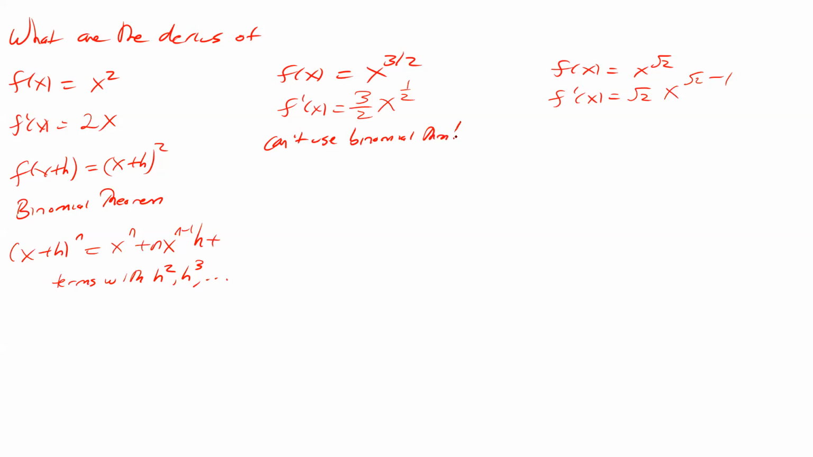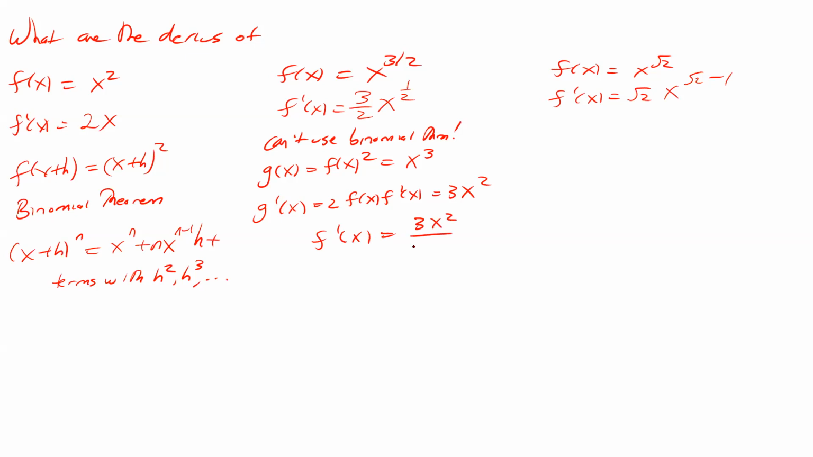So there's two ways we can do it. One is we could say, let's let g of x be f of x squared, which is x cubed. Then g prime of x is 2 f of x, f prime of x is 3x squared. So f prime of x is 3x squared over 2 f of x. And when the dust settles, you'll get the same thing.